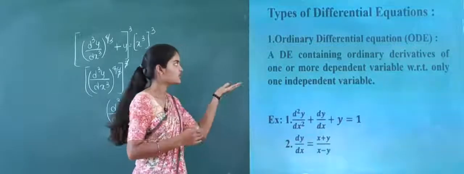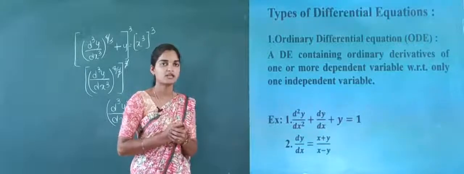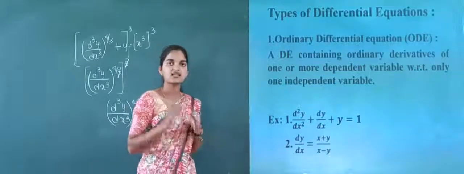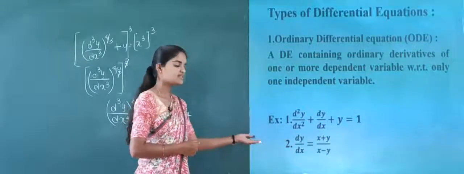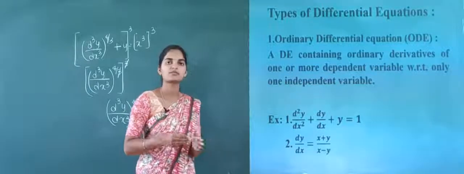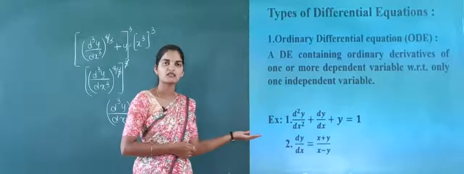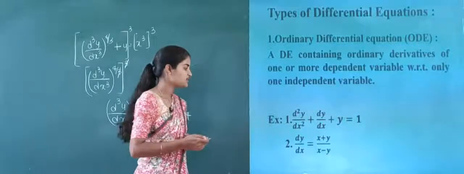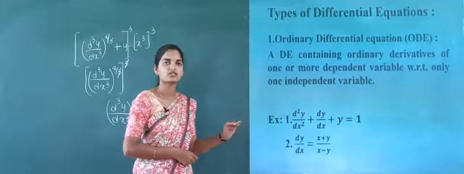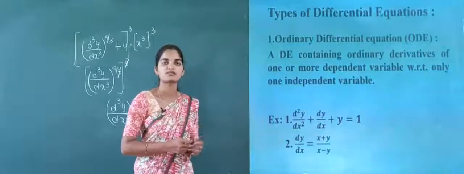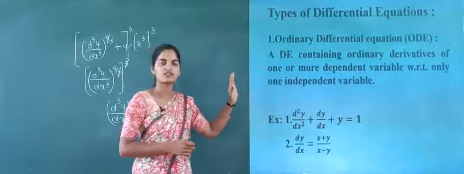That is, this ordinary differential equation means, I have already told you only one independent variable must be there, that is x. Therefore this becomes an ordinary differential equation. Second one, that is next example, dy by dx is equal to x plus y divided by x minus 1. Again here only one dependent variable is there, that is y. Next is the only one independent variable, x, is there, and also the derivatives are with respect to only x. Therefore this also becomes an ordinary differential equation. So here we can take this ordinary differential equation.